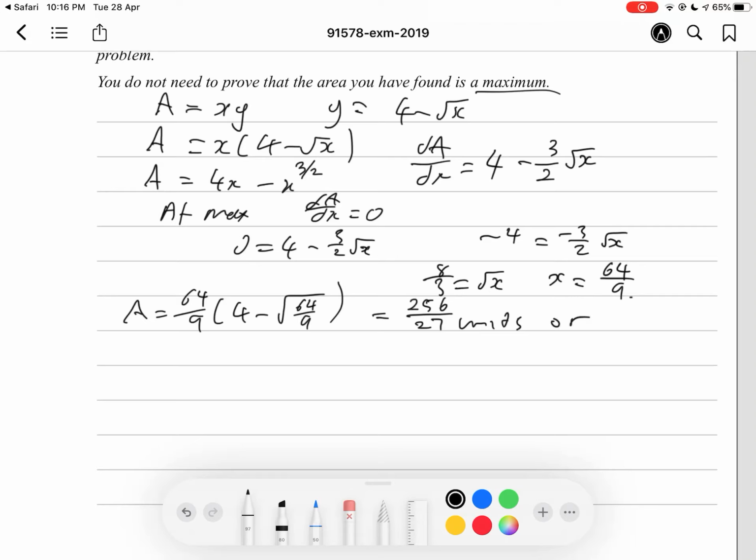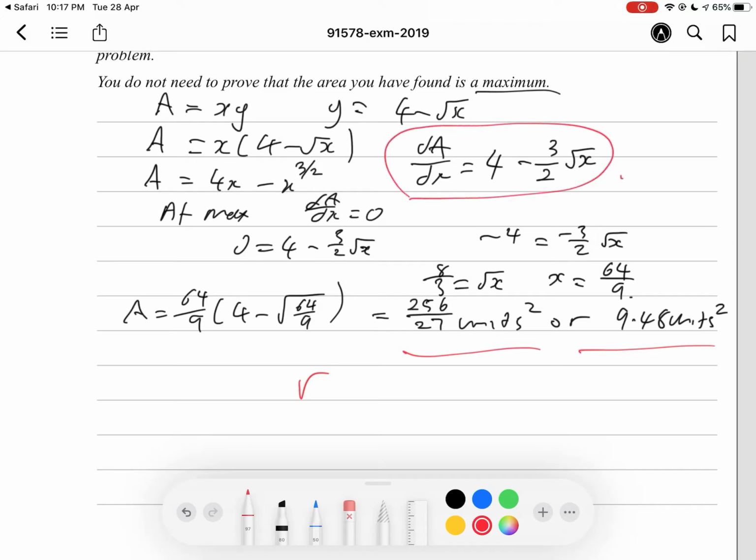Or in decimal form, it would be 9.48 units squared. And that is our final answer, either in fraction form or decimal form. Both are acceptable for a merit grade. To get an achieved grade, you need a correct expression for the derivative of the area. So if you find the correct derivative, you'll get an achieved. Sorry, that's a U grade.